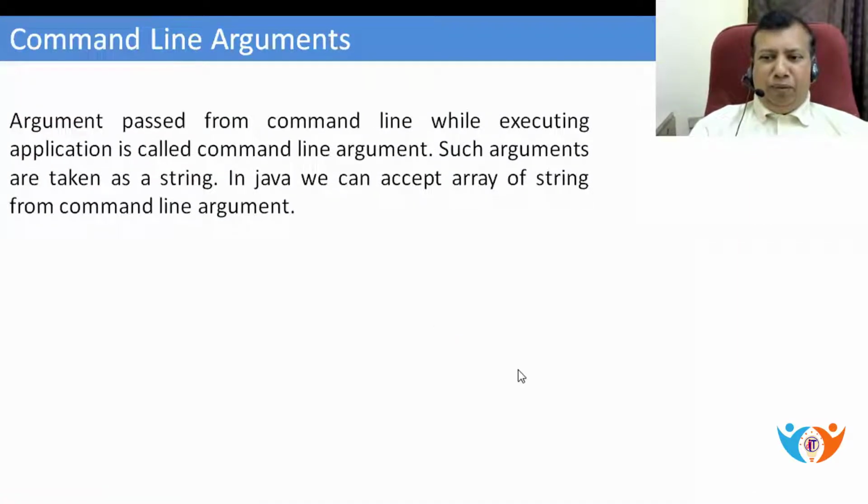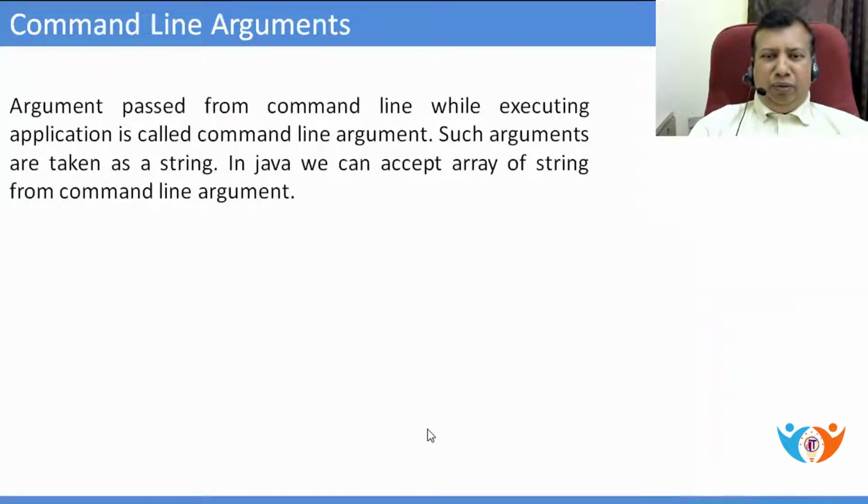We are running the program from the command line. At the same time, if you know what inputs are to be passed, then you can use the command line argument concept. Command line arguments allow you to pass your arguments in a program before starting execution of the program. This is very important. In Java, we can accept an array of strings, not one string, multiple strings we can pass from the command line, and those inputs will be taken in the form of an array of strings. Then we can separate them or we can use them in a common string as per our requirement.